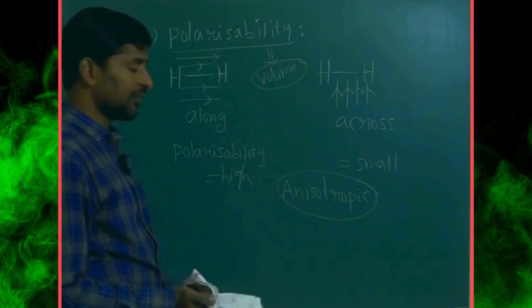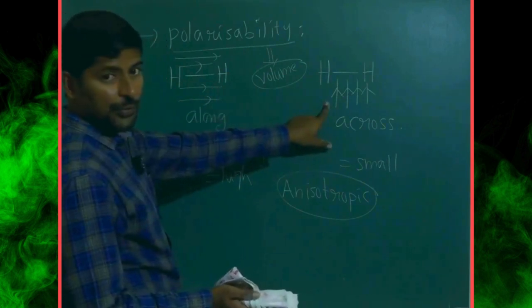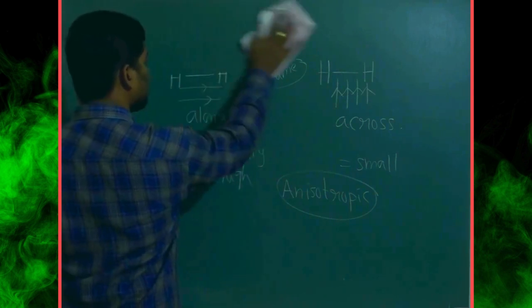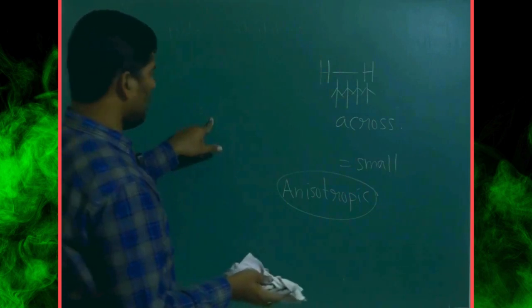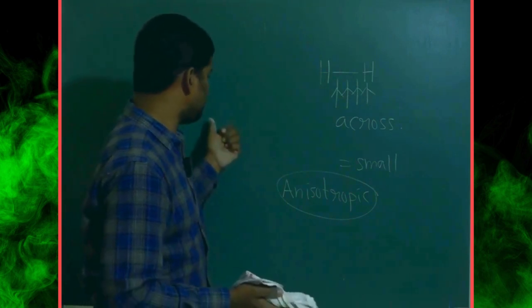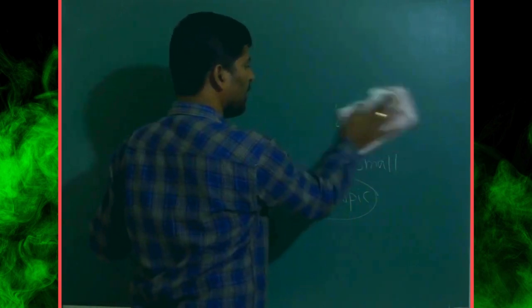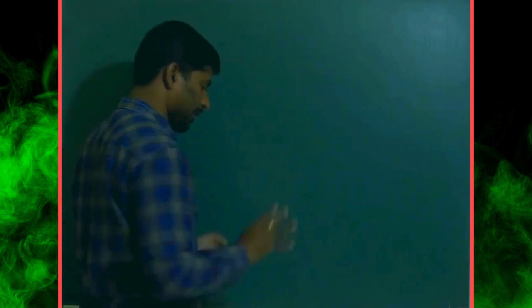Next, polarizability is isotropic or anisotropic? Anisotropic, since if we apply the electric field in different directions, we get different values. The same molecule we are taking, but the extent of polarization is different. Along the molecule, the extent of polarization is high. Across the molecule, if you apply, the extent of polarization is small. So that is said to be anisotropic.